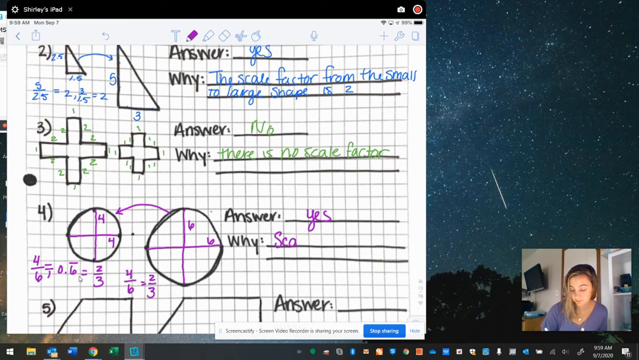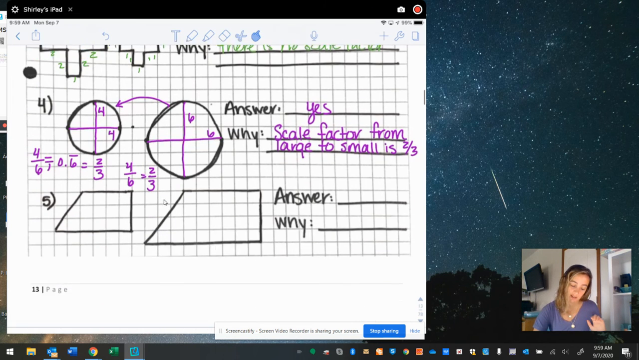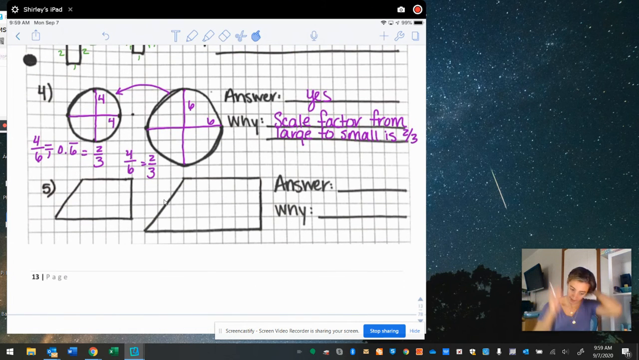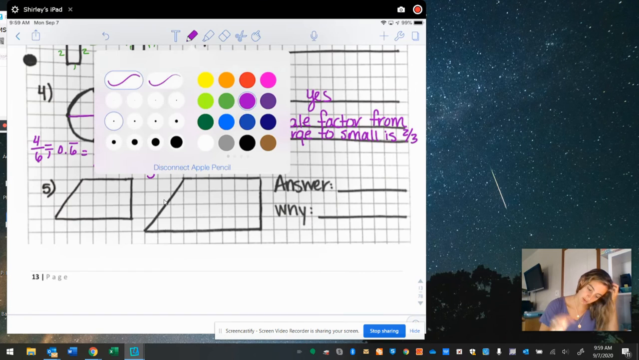Scale factor from large to small is 2/3. Okay. Again, you could go from small to large. If you're ending at large, you would take the large number divided by the small number. So there's 2 scale factors we can find with every image. As long as you can find some number that's the same between your corresponding parts, then you know it's a scale figure.